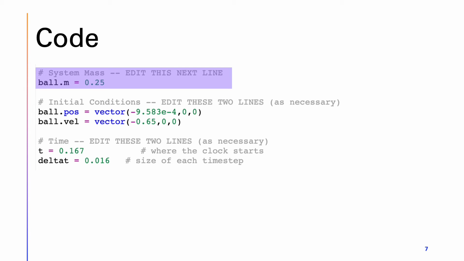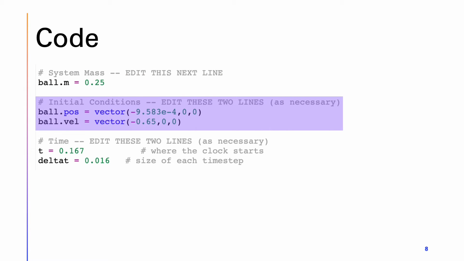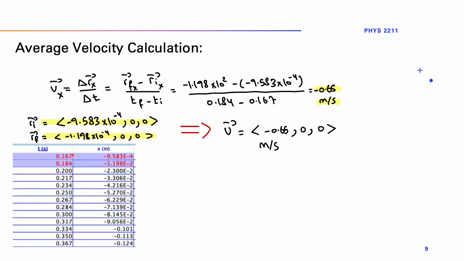I modified the first section and included the mass of the object, which is in kilograms, the SI unit for mass. Then I used Tracker data and put the initial position and calculated the velocity as shown in the next slide. So here are the values I used from Tracker: the initial and the final time, and the initial and final position.